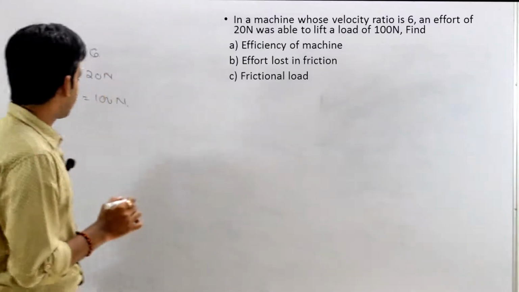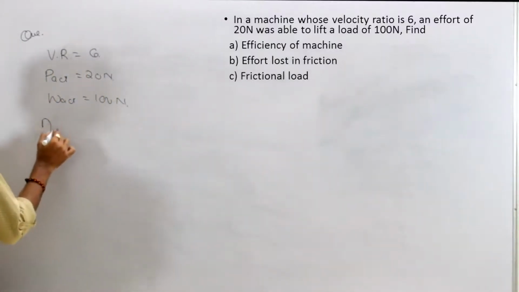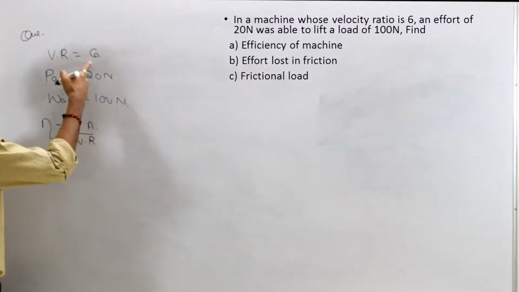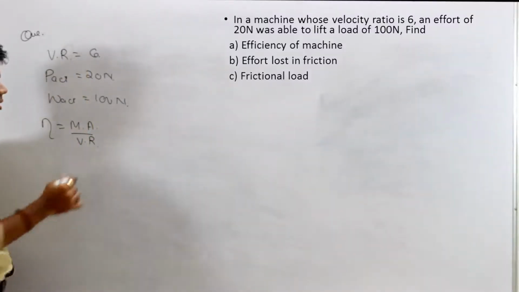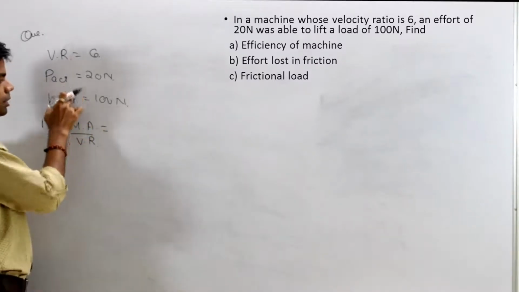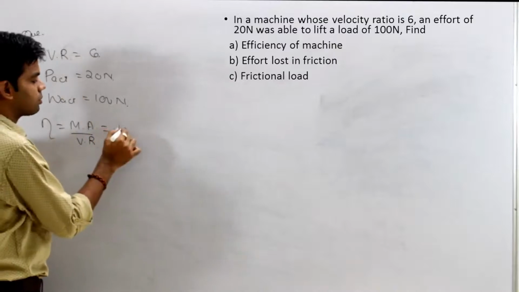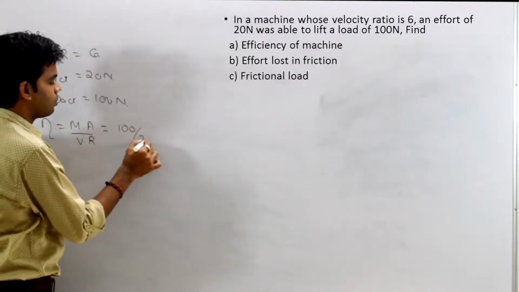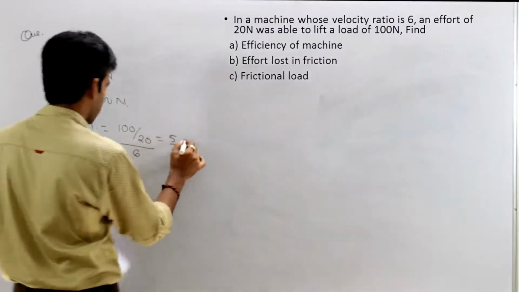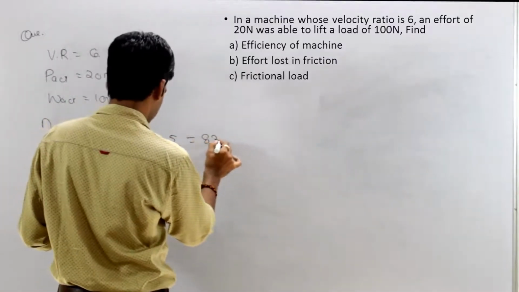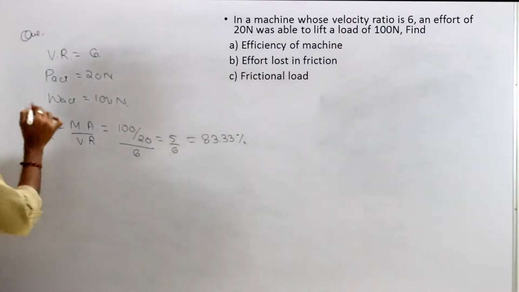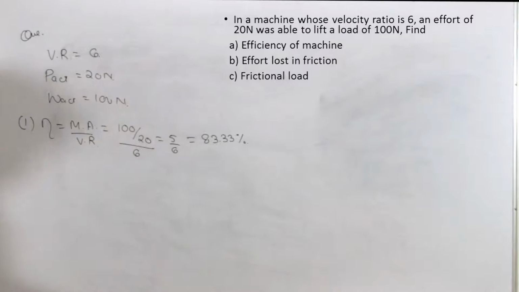Okay, so how can we determine the efficiency of the machine? For that, efficiency, as we all know, is what? Mechanical advantage upon velocity ratio. We have the value of velocity ratio, just determine the mechanical advantage. So this mechanical advantage is nothing but W by P, load per unit effort. So this will be equal to 100 by 20 upon velocity ratio 6, which is equal to 5 by 6, or this can be written as 83.33%. Answer. This is the first part. Getting this or not? Okay.